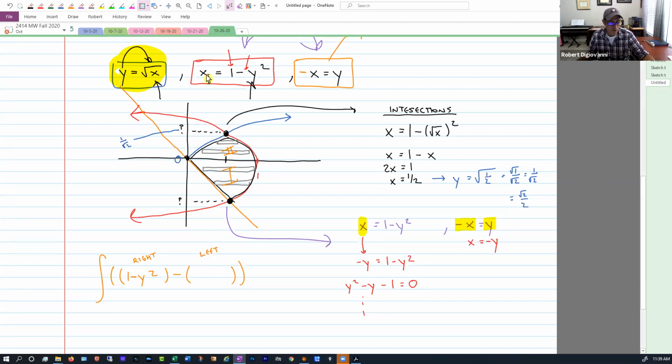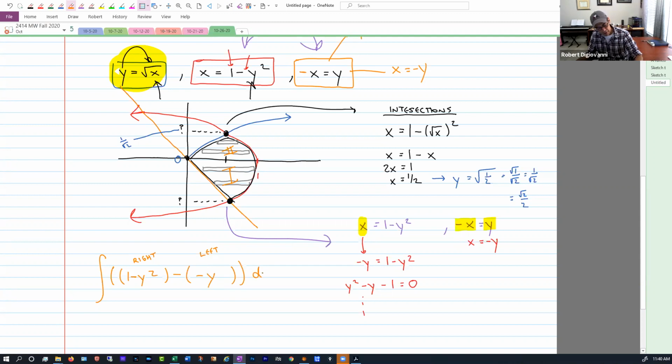The red one was solved for x, right? Good. The red one was solved for x. So we have to do the same thing here. We have to solve for x, which means make the other side negative. So this is the same as x equals negative y. So I'm going to replace that here, the left with negative y.